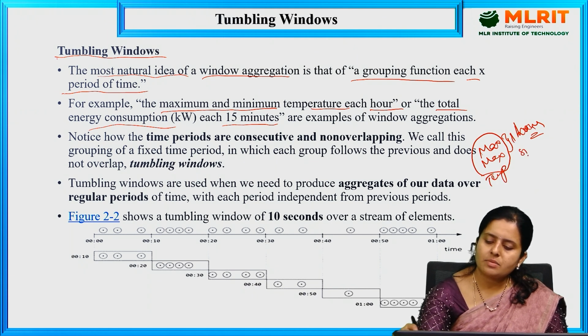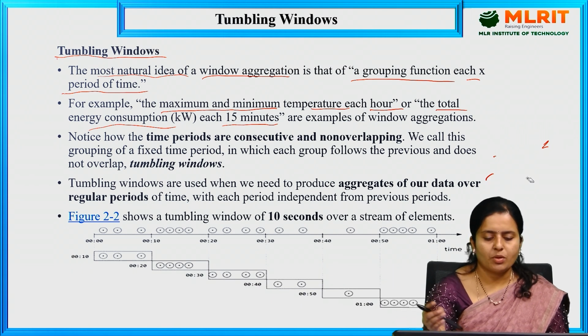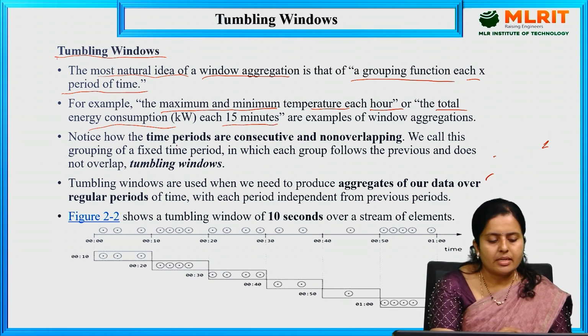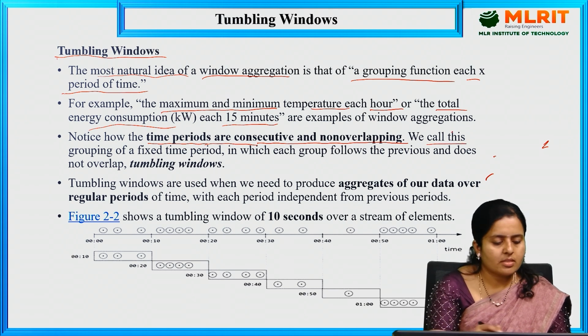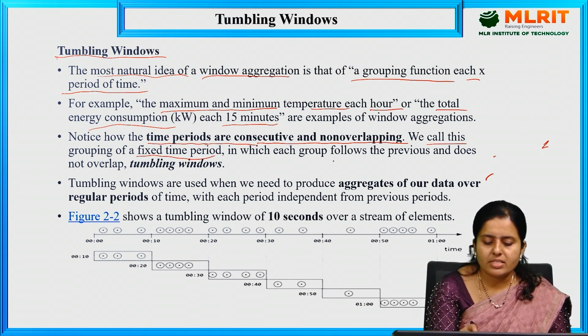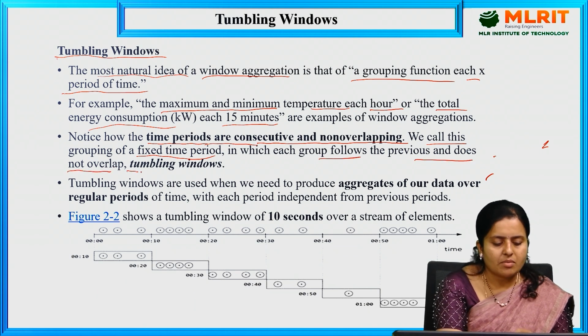This is nothing but a specified time, and the maximum and minimum temperatures we can call events. So grouping events with respect to time is an example of a tumbling window. Notice that the time periods are consecutive and non-overlapping. We call this grouping of a fixed time period, in which each group follows the previous and does not overlap, a tumbling window.